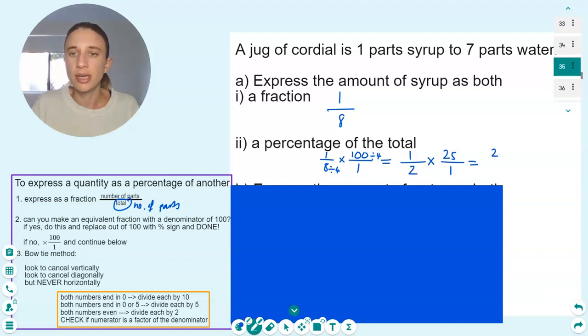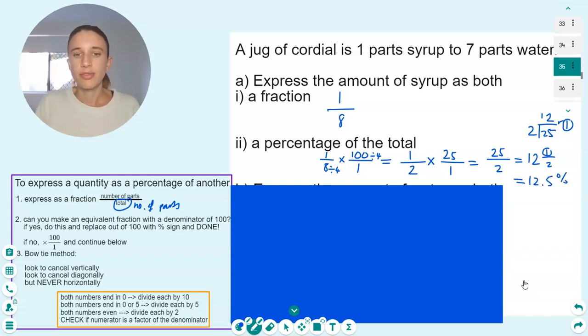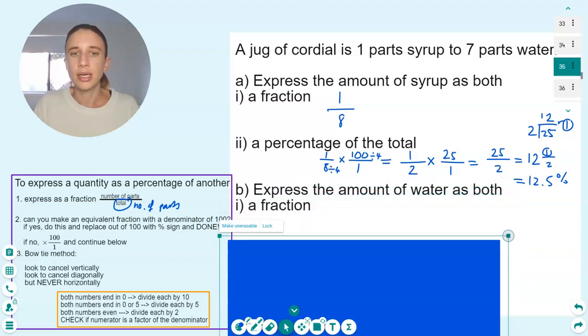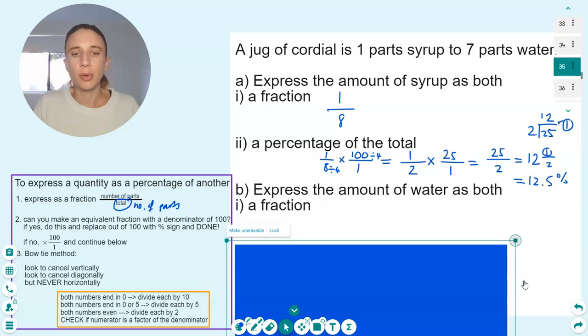So numerator times numerator, 25 on 2. 25 divided by 2. Let's do that. 2 1s are 2, 2 2s are 4, remainder 1. So this is going to be 12 and a half. That remainder goes on the numerator and the thing you're dividing by goes on the denominator. So 12.5%. 0.5 means 50%.